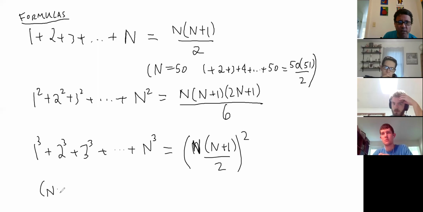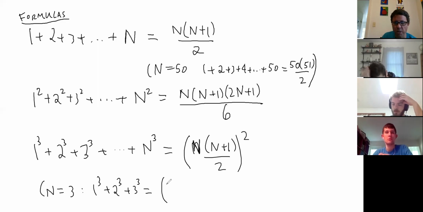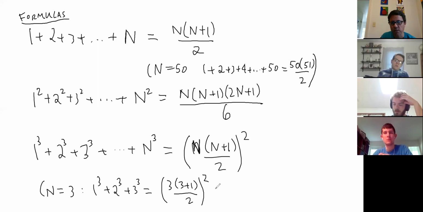But again, to verify that this is true with n equal to 3, that would mean 1 cubed plus 2 cubed plus 3 cubed. And according to this formula, I'd be stopping at 3. So the answer should be 3 times 3 plus 1 over 2, squared. And to see if that is correct, let's see. So that's 3 times 4, which is 12, divided by 2 is 6. And then I square that, I get 36.